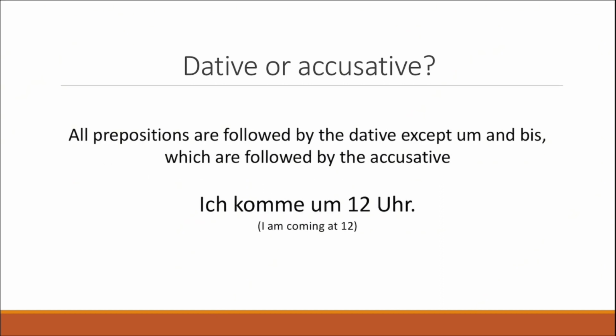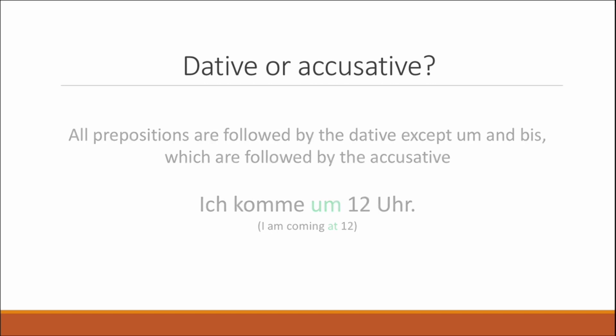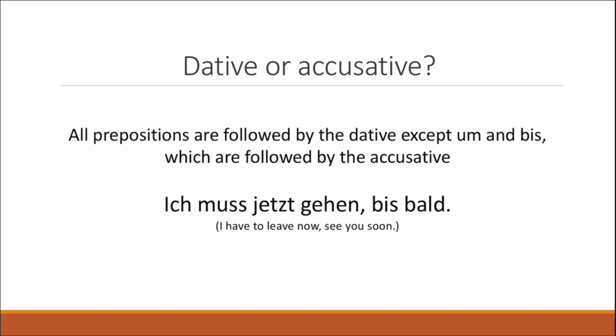Here you can see two examples with um and bis so that you can understand the context. Ich komme um 12 Uhr, which means I'm coming at 12. And in this case, you can see how we have um, which is describing, in this case, the hour of day, and it means at in English. Here you can see the second example. Ich muss jetzt gehen, bis bald, which means I have to leave now, see you soon. And in this case, you can see how bis is preceding bald, which means soon, in order to complete this sentence.